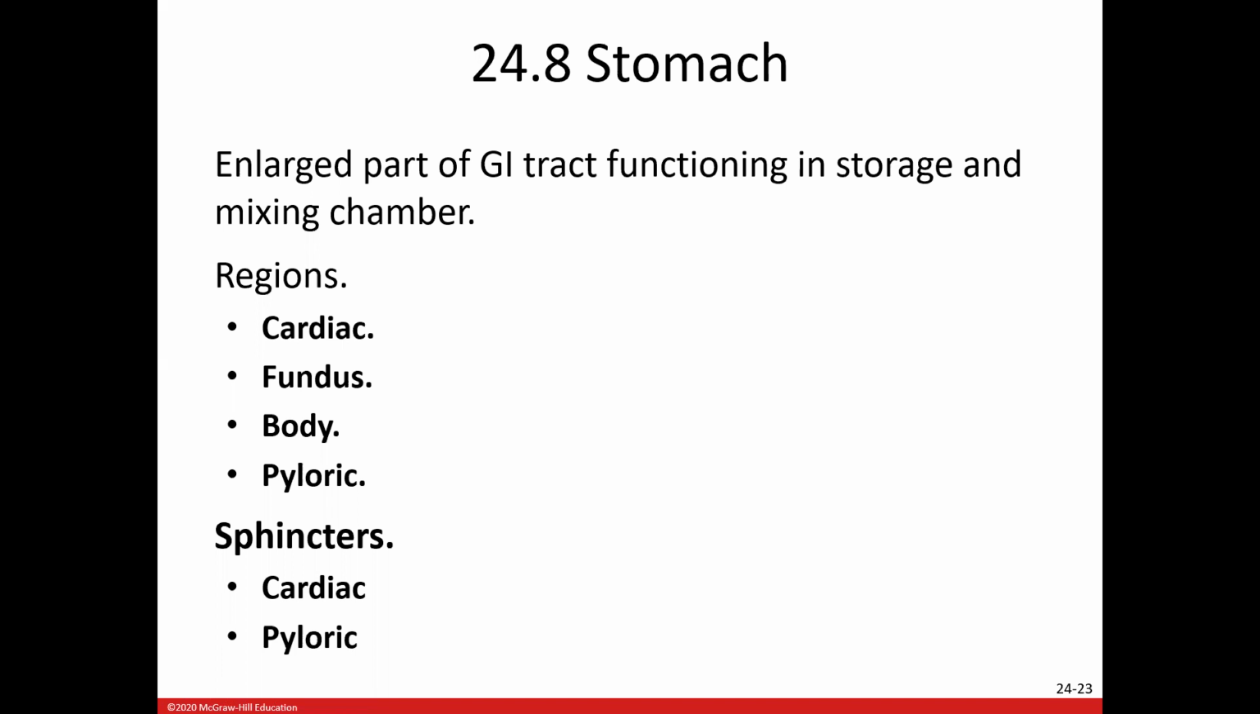The stomach is composed of 4 different regions. You have the cardiac region and the fundus region at the top, the body, which is the main portion of the stomach, and then the pyloric region. And then you have 2 sphincters, which control materials moving into and out of the stomach. Those are the cardiac sphincter and the pyloric sphincter.